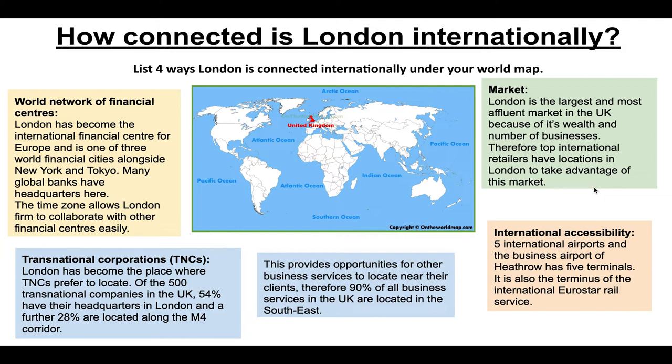On your worksheet, please, go back. Four ways London is connected internationally, under your world map. You do not need to copy all of this. Put it in your own words. Say transport connections include major international airports. Say things like transnational companies: 54% of transnational companies in the UK are based in London.